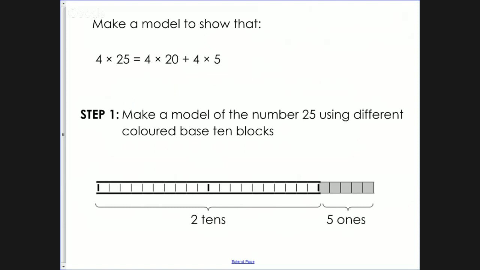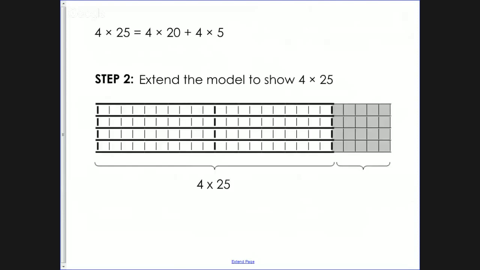Make a model to show that 4 times 25 is the same as 4 times 20 plus 4 times 5. So here we have 25. We have our 2 groups of 10, and we know 2 groups of 10 is 20, and then we have our 5 ones. So 20 plus 5 equals 25. So now we see a model of that.